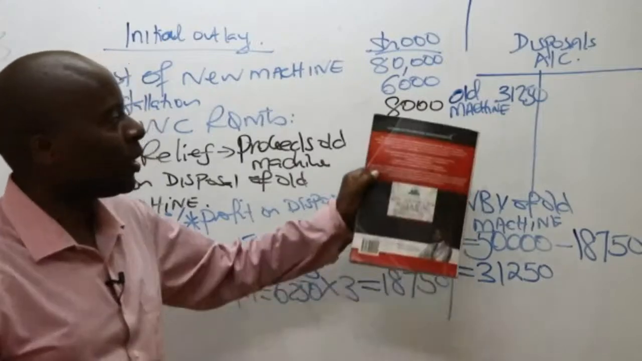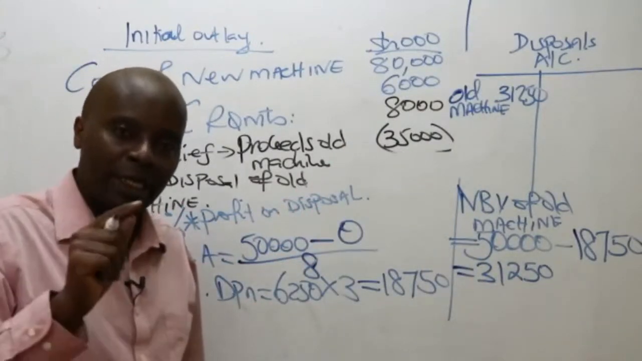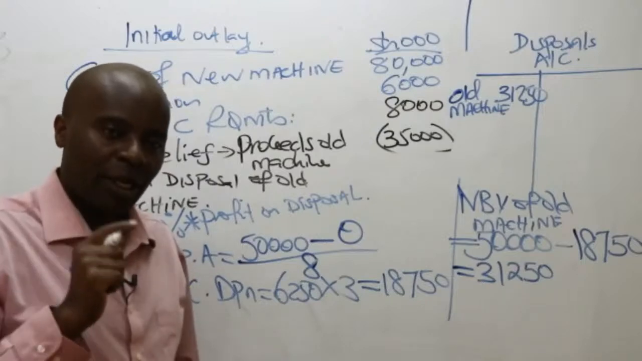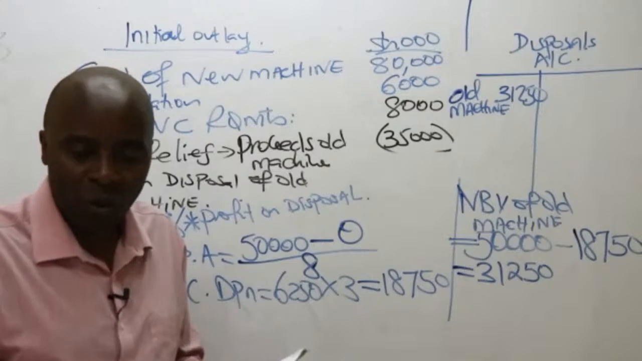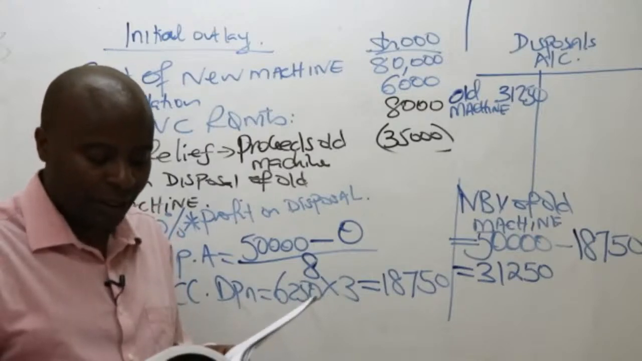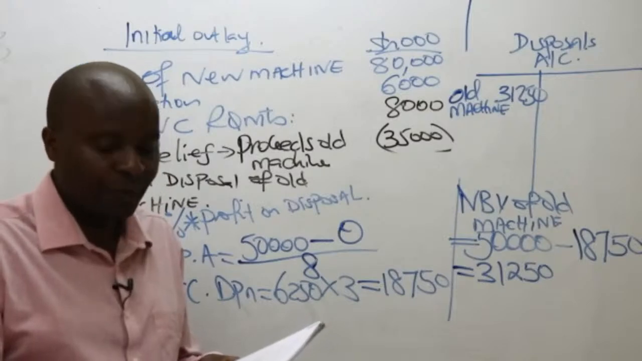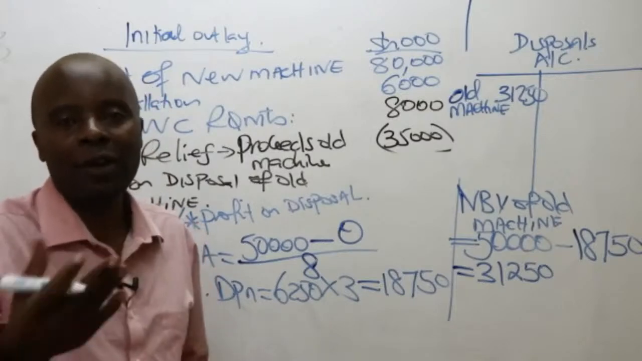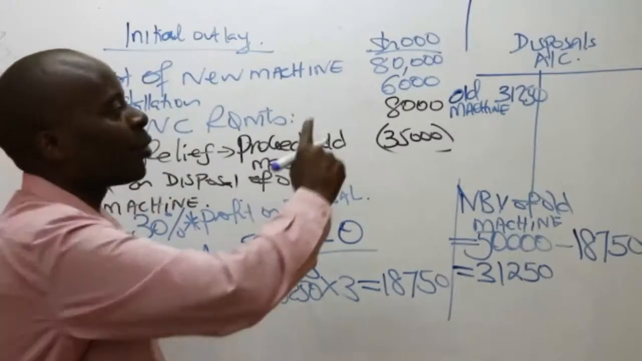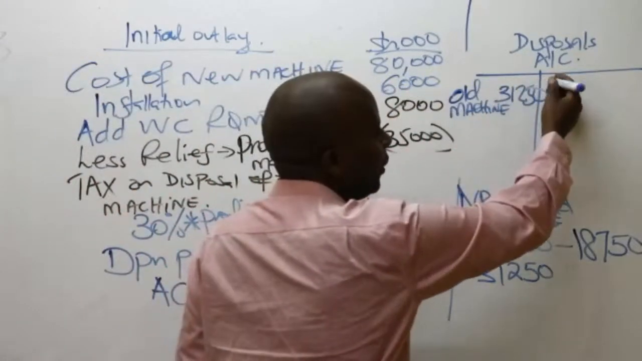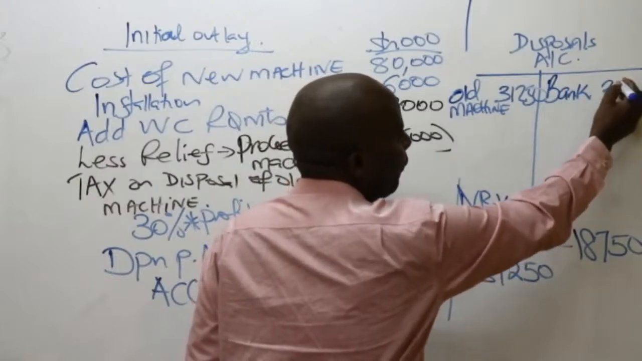So we go to the disposal account and look for the cash proceeds. If we sell this old machine today, last sentence of paragraph number 1, the machine could be disposed of immediately at 35,000. So when I get that money, debit the bank account, credit the disposals account. So we have here bank with what here, somebody? 35,000.